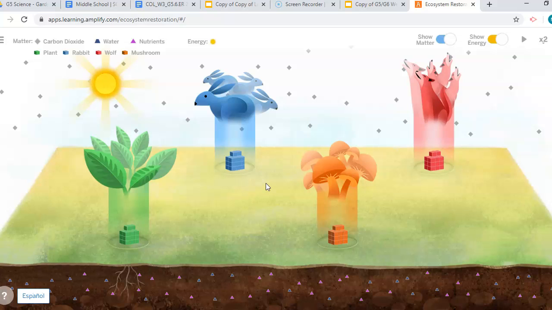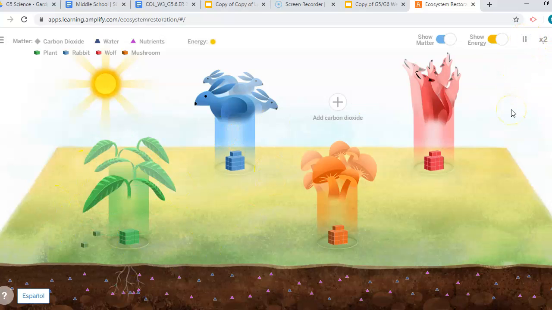Right now, we're going to focus only on carbon dioxide. Remember, our carbon dioxide is our triangles. I'm going to remove the carbon dioxide. So I'm going to click on the carbon dioxide and remove. Once I press play, I want you to notice what happens to the plants. We're only going to be focusing on the plants. I'm going to press play, and as I'm pressing play, I want you to observe what is happening.